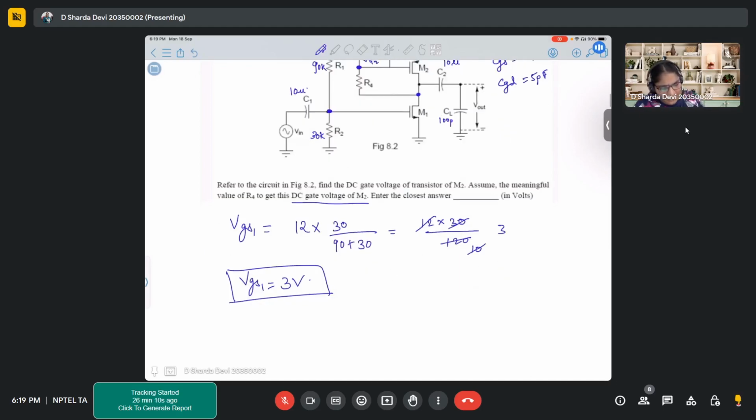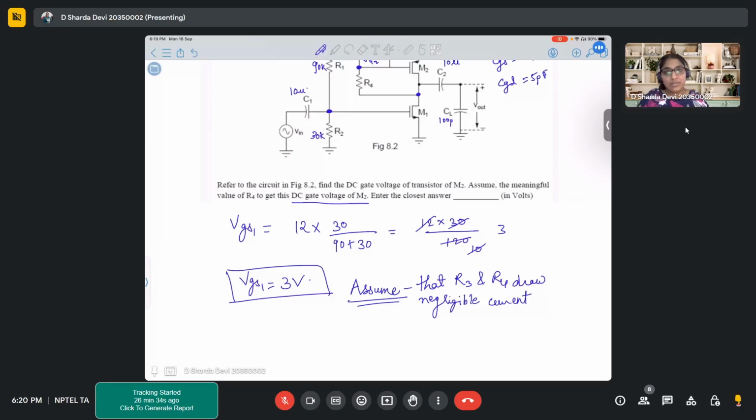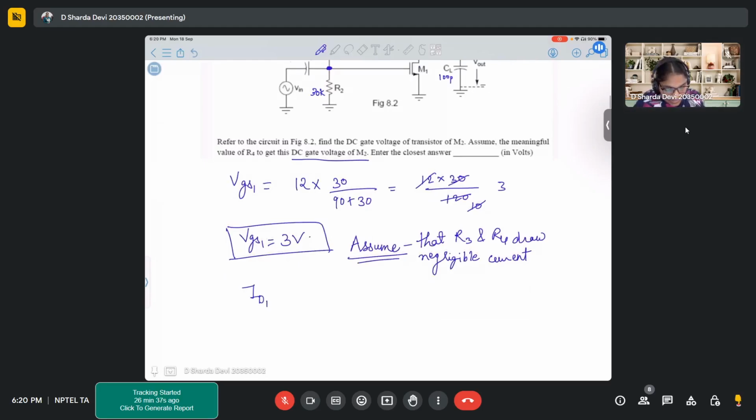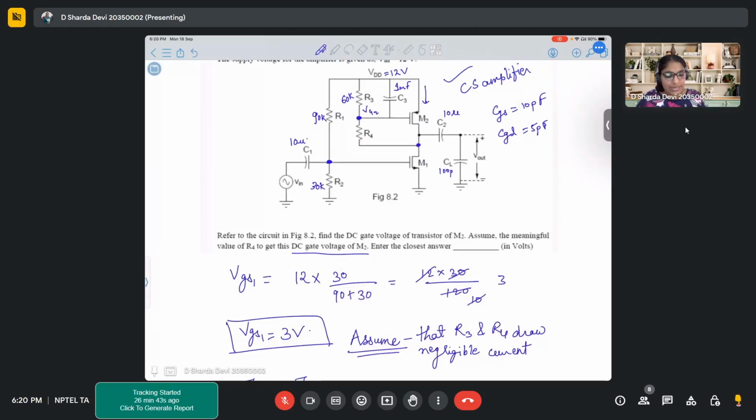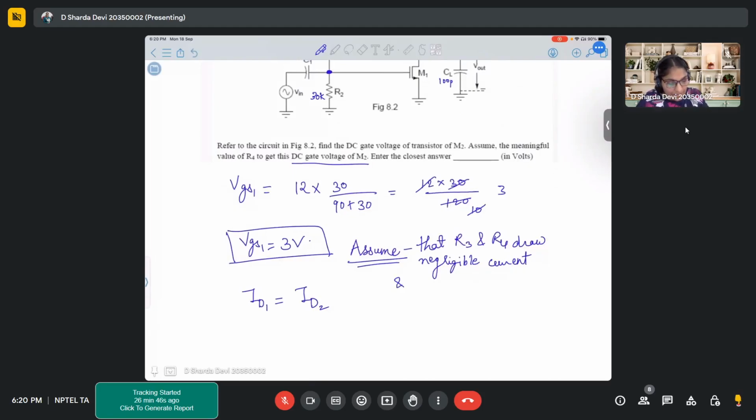Yeah, so maybe I'll write it also, just in case somebody wants to refer. Assume that R3 and R4 draw negligible current. Considering R3 and R4 draw negligible current, we'll say that ID1 is equal to ID2. Now ID1 is for the N-type transistor, ID2 is for the P-type transistor. So this is the first assumption. Second is N1 and N2 in saturation.